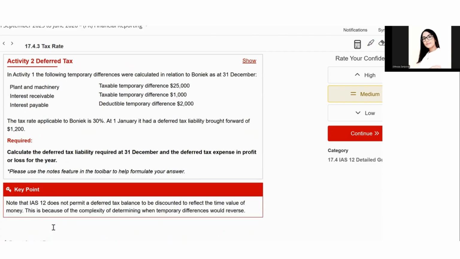Note, IAS 12 does not permit a deferred tax balance to be discounted to reflect the time value of money. This is because of the complexity of determining when temporary differences would reverse. So it's complex, right, to understand when it's going to reverse. And if you calculate even without this timing difference, the deferred tax is very complex itself. That's why, in order not to make it more complex, they don't apply the time value of money here. Even if you know that it's going to happen in the future, you don't calculate and discount those amounts.